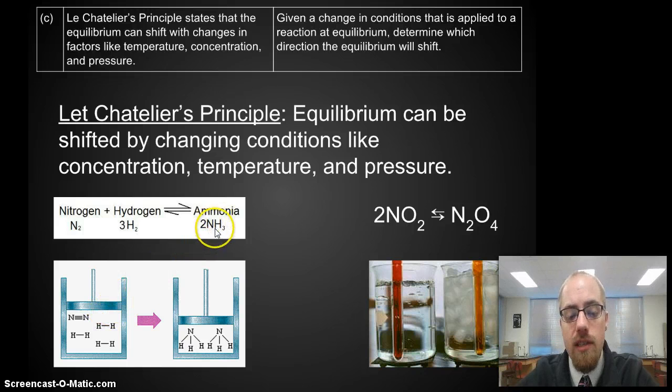But in the right side of this reaction, we only have 2 molecules of ammonia, which means that they take up far less space as long as they're a gas. So if we put this under very high pressure, if we pressurize it, it's going to favor the right side of the reaction, where there are fewer molecules and those molecules are stuck together.